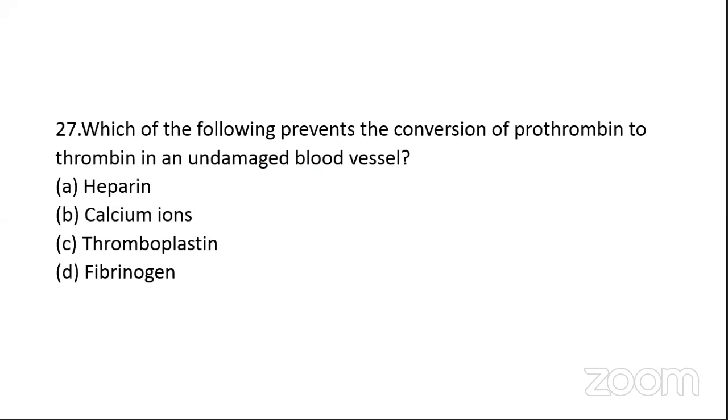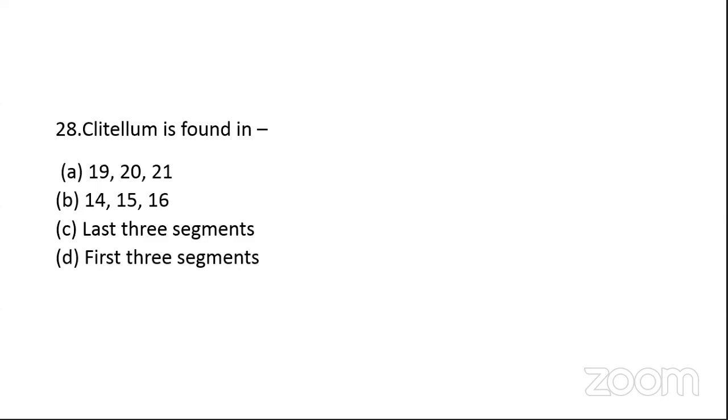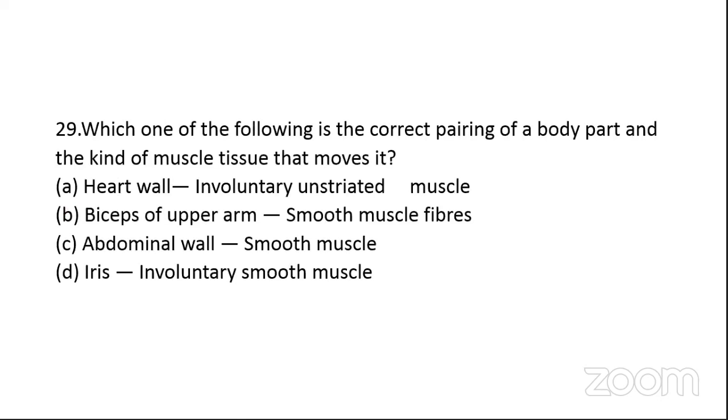27. Which of the following prevents the conversion of prothrombin to thrombin in an undamaged blood vessel? It should be an anticoagulant. So what is the anticoagulant here? It is heparin. Then 28th, clitellum is found in, where in earthworms? It is in the 14th, 15th, and 16th segments. The segments in front of it are preclitellar, and the segments after it are postclitellar segments.